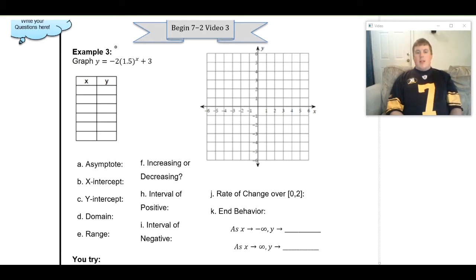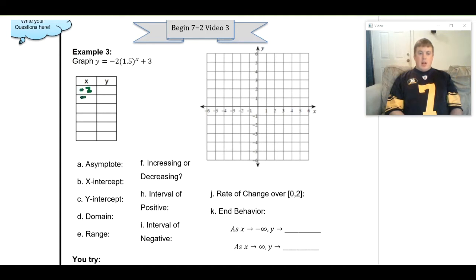We multiply by a negative, which is going to reflect it over the x-axis. We're multiplying it by a value that is greater than 1, so we're going to have a vertical stretch. And we're also going to be adding 3 at the end of the function, which is going to shift the function up 3 spaces. So, we're going to go ahead and start out with some values again.